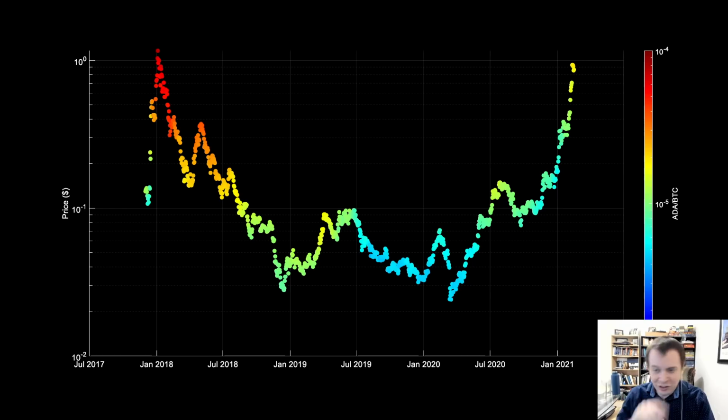This is an interesting chart. This is not on-chain data. This is the price versus time, color-coded by the ADA Bitcoin valuation. You can see that even though we're at levels that we were at the end of 2017, early 2018, we're still nowhere close to the ADA Bitcoin valuation that we reached back then. In fact, we're at ADA Bitcoin valuations that we were at over here.